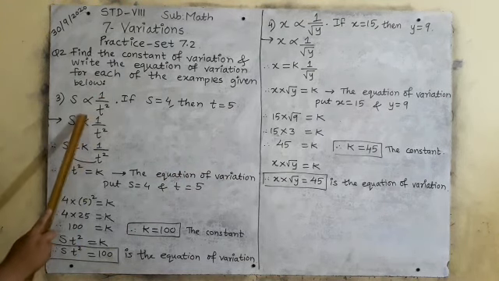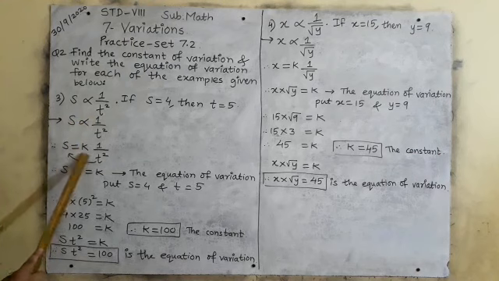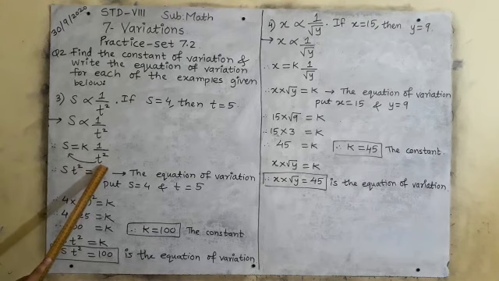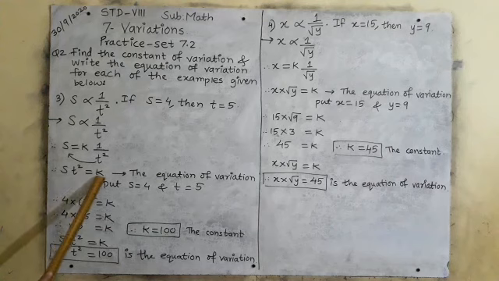Then we will write, instead of this alpha, is equal to K: S is equal to K times 1 upon T square. This T square will go to the left hand side. S multiplied by T square is equal to K. This is the equation of variation.